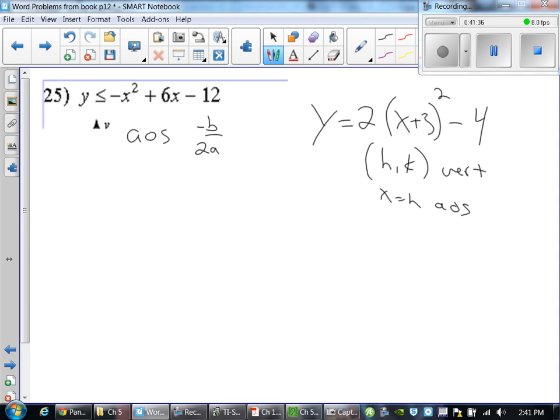Because watch, here, if I do the axis of symmetry, I get negative 6 over 2 times negative 1, and I get 3. 3 is the x-coordinate of the vertex, and it's also the axis of symmetry. H is the x-coordinate of the vertex. It is therefore the same thing as the axis of symmetry. Graphing out of vertex form is really easy.